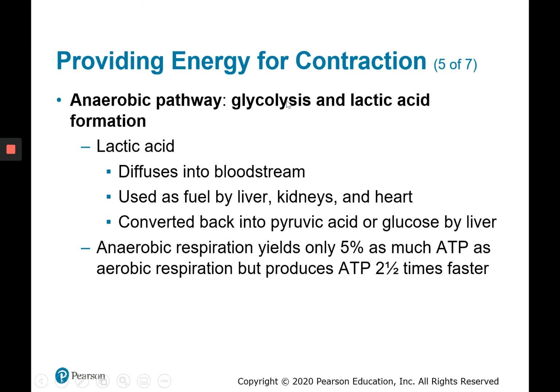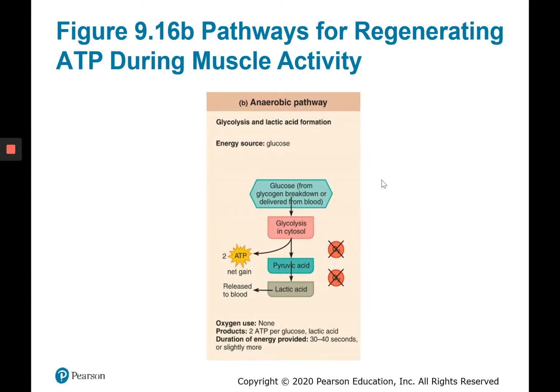This is a really quick process, but it takes a little longer than 15 seconds. It takes about 30 to 40 seconds, but we do get 2 ATP instead of 1 ATP like we got in direct phosphorylation. So we get 2 ATP for every glucose we break down. This process does not use oxygen. Pyruvic acid is the normal product, but without oxygen, pyruvic acid gets converted to lactic acid, which can be recycled to do this process all over again. And this process takes 30 to 40 seconds.